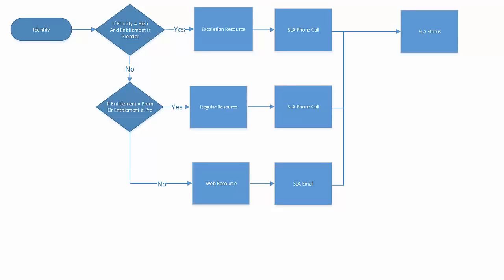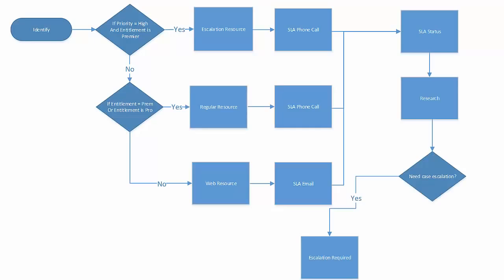After the SLA has been met, the engineer must research the issue. During the course of researching the issue, the engineer could determine that the case requires escalation. If the case requires escalation, then we need to make sure that that case gets assigned to an escalation resource. If the engineer is able to resolve the case without needing an escalation, then the case is simply resolved.